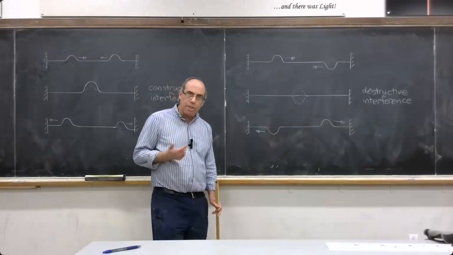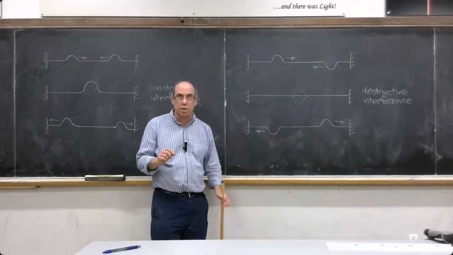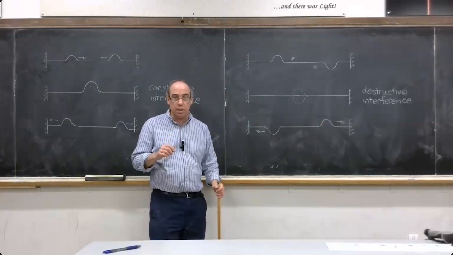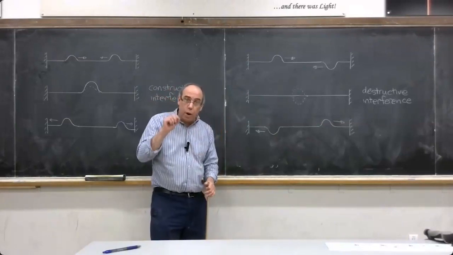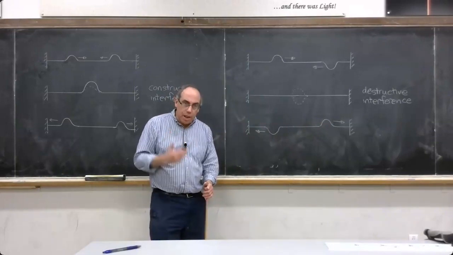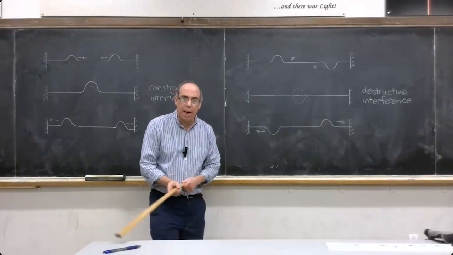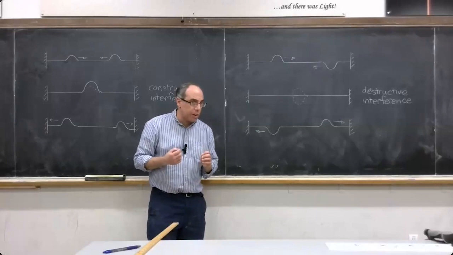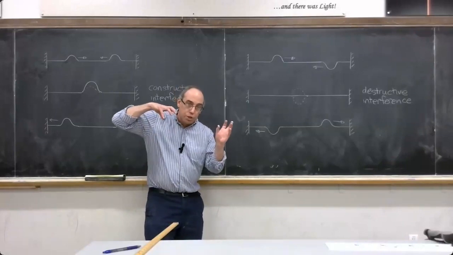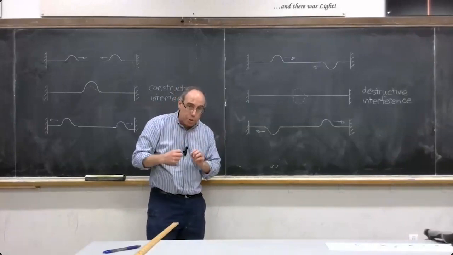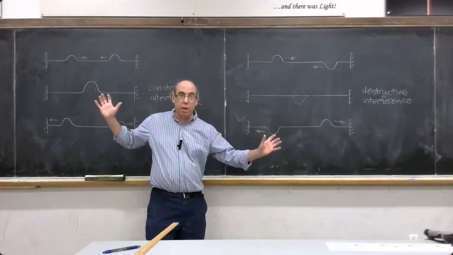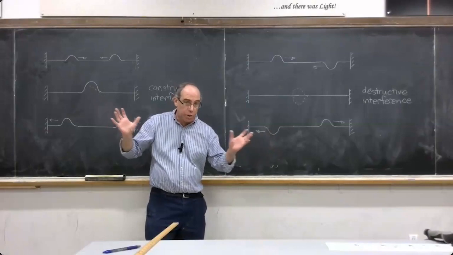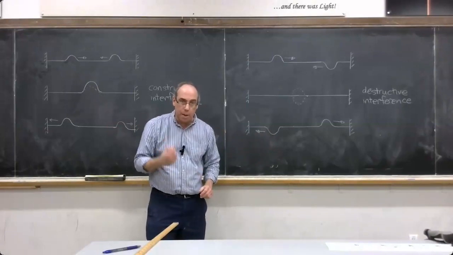So now I have introduced you to constructive interference and destructive interference of two individual localized wave disturbances. In the next video, we're going to see what happens when we have interference, not just between two individual bumps. We're going to see what happens when we have interference between two entire wave trains propagating in opposite directions.